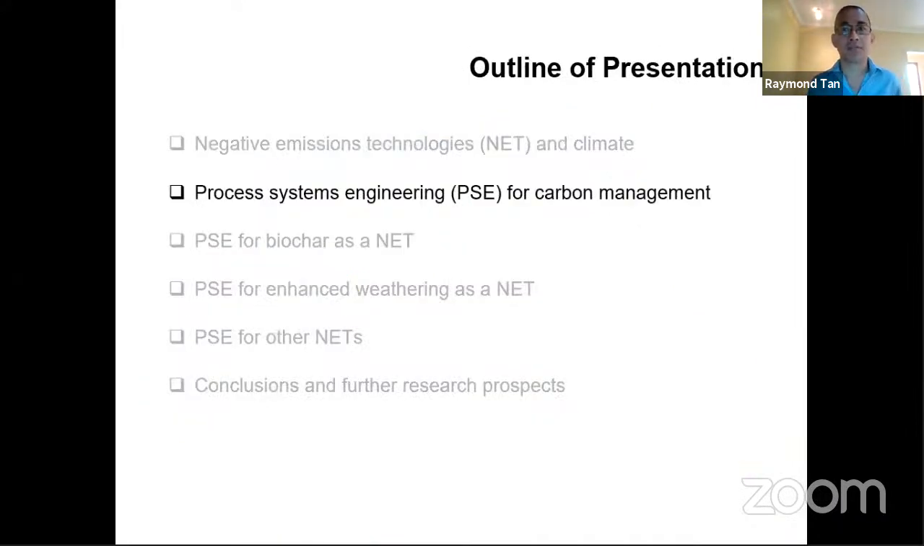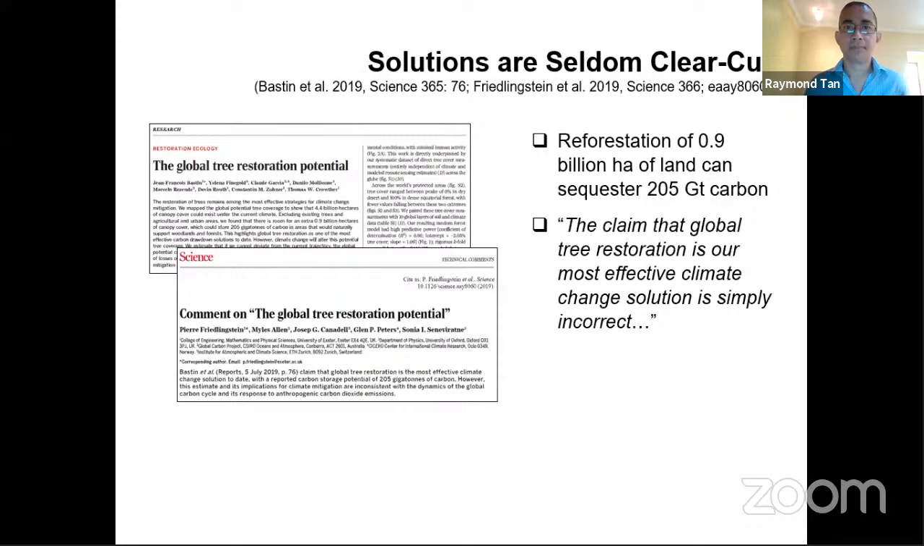Okay, so that's an overview of climate change and negative emissions. Now let's shift gears and let's talk briefly about process systems engineering. The problem with decarbonization is that solutions are seldom clear-cut.